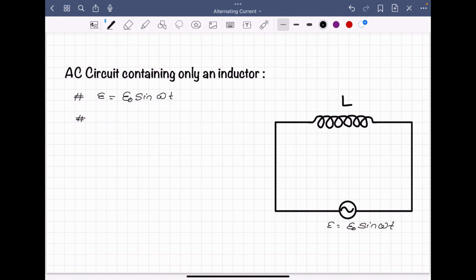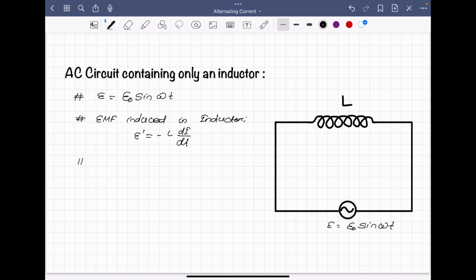Sorry, in self induction E equals minus L di by dt. Let it be E prime. Okay. This E prime be minus L di by dt. L is the coefficient of self induction. I is the current flowing through it. Sorry, di by dt is the rate of change of current through it per unit time. E prime is the EMF induced in the inductor.